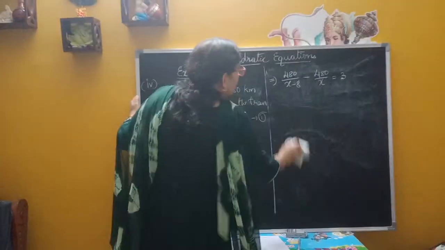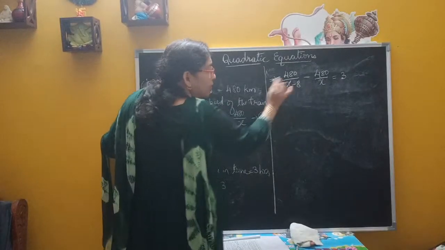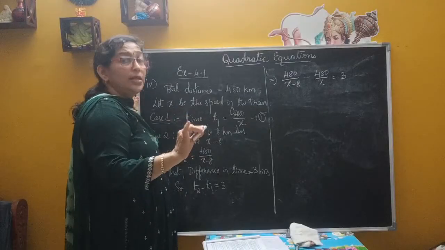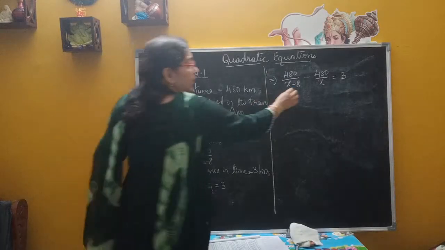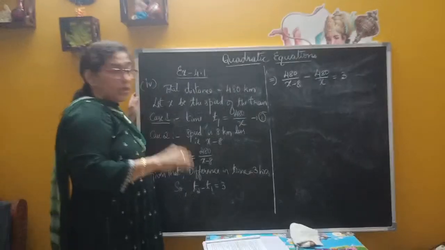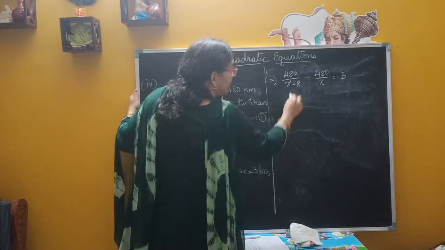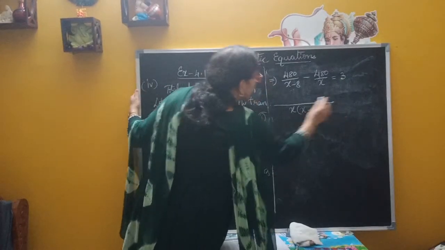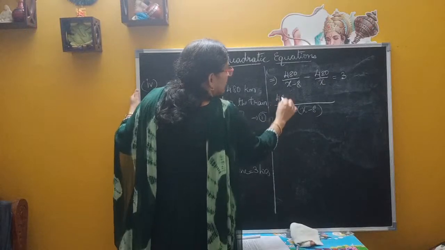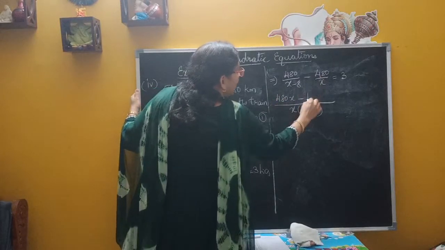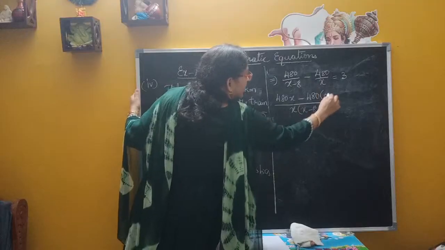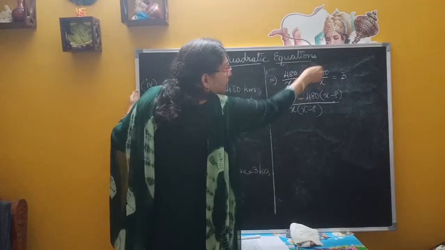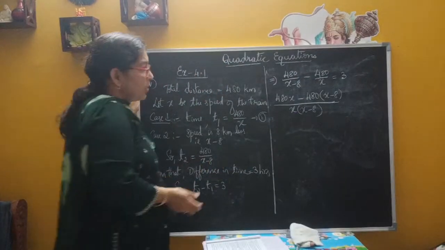Here we don't have numbers, we have algebraic terms. For algebraic terms we cannot find the LCM by the factorization method, so what should be done? Their product itself is the LCM or common denominator. So x into x minus 8 is the LCM. And the numerator is 480 into x, 480x minus 480 into x minus 8. Like we explained in fractions, cross multiplying the denominators, we will get the corresponding numerators. So it is equal to 3.